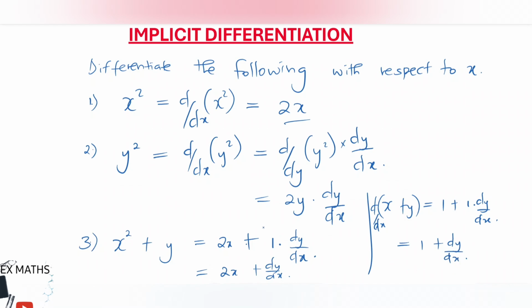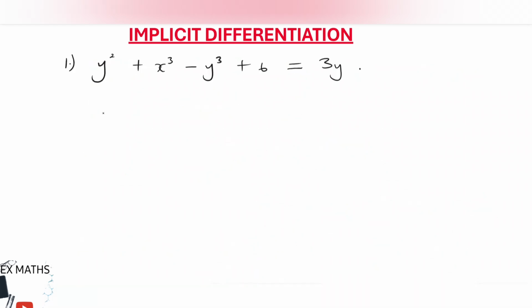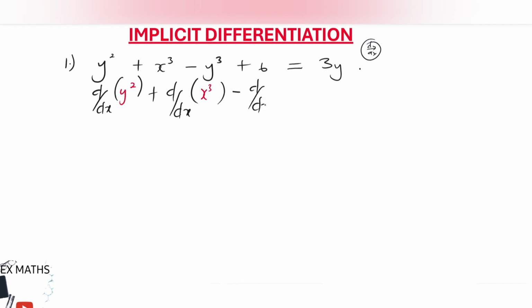Now let's get into implicit differentiation. Let's have this question: y squared plus x cubed minus y cubed plus 6 is equal to 3y. The question is asking us to find the dy dx of this expression. So what we do, we find the d dx of each term. That is going to be as follows: d dx of y squared plus d dx of x cubed minus d dx of y cubed plus d dx of 6 is equal to d dx of 3y.